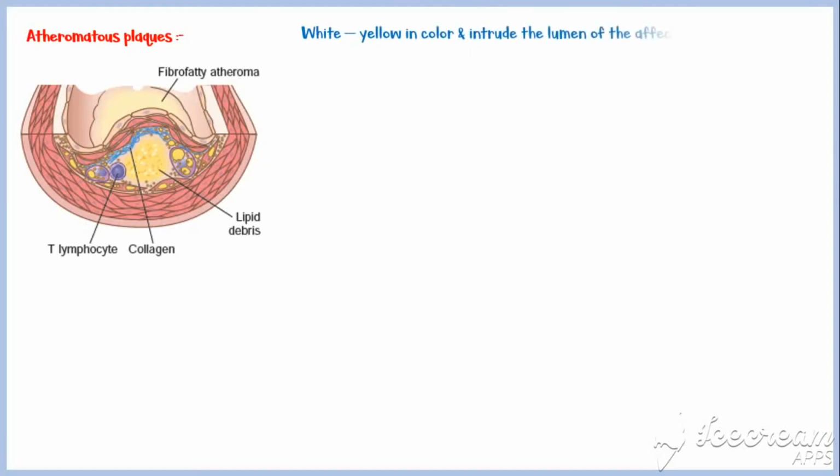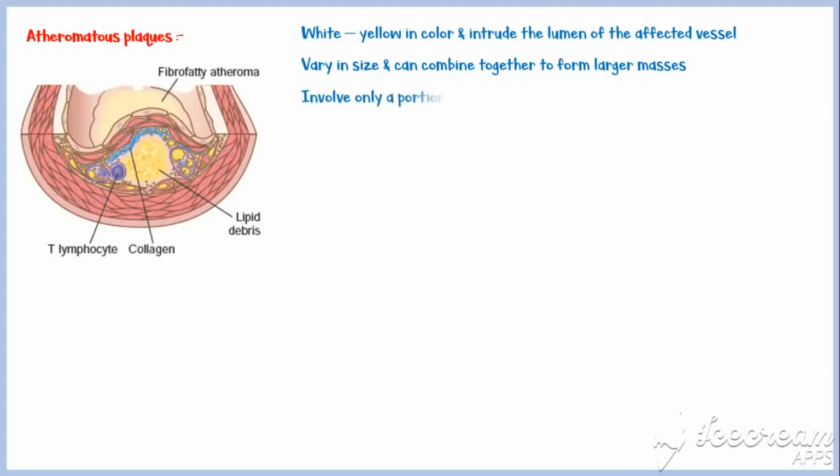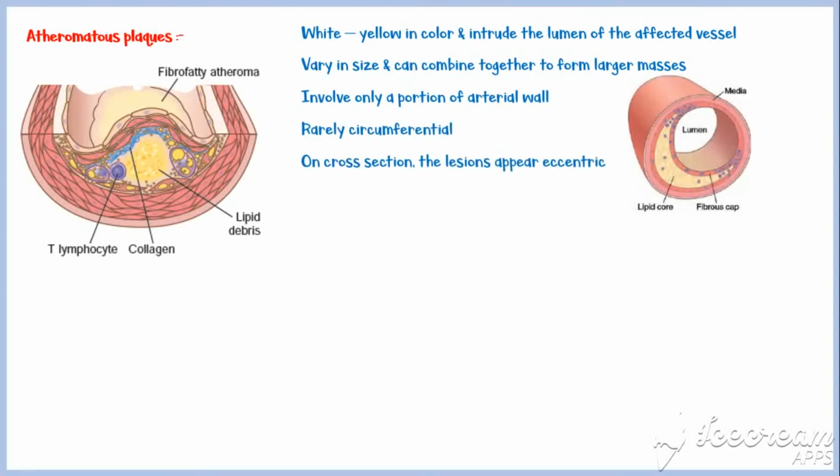Atheromatous plaques are white-yellow in color and they intrude into the lumen of the affected vessel. They vary in size and can combine together to form larger masses. They involve only a portion of the arterial wall and are rarely circumferential. Thus, on a cross-section, the lesions appear eccentric.